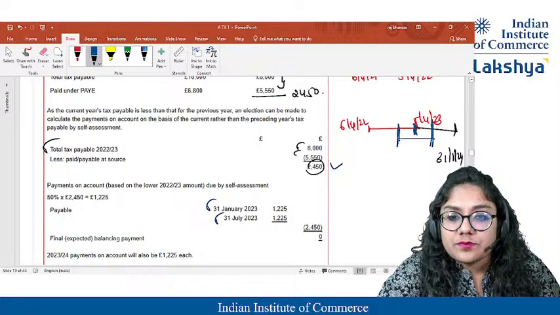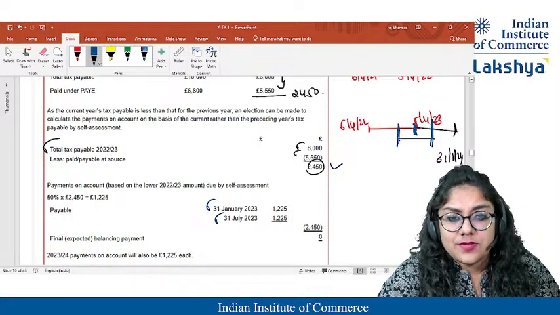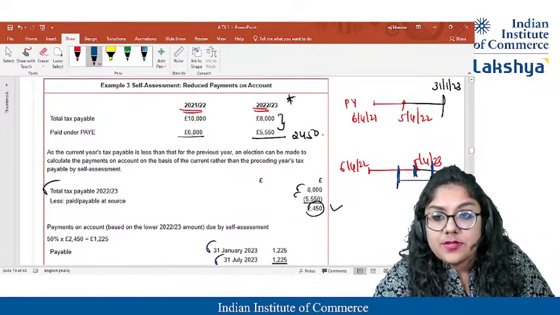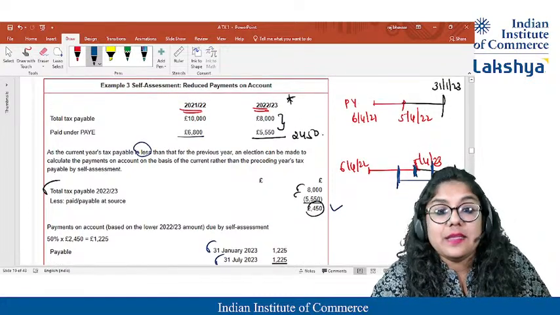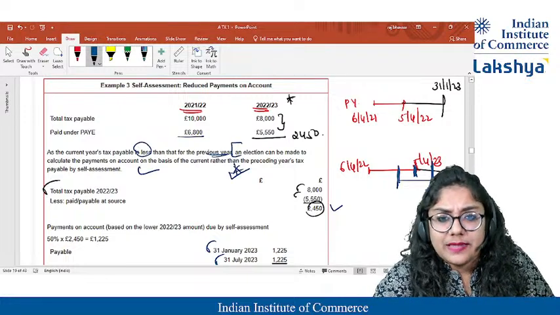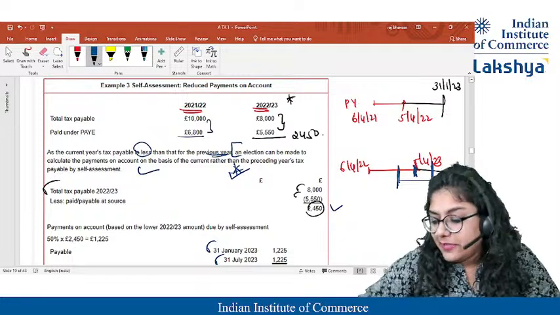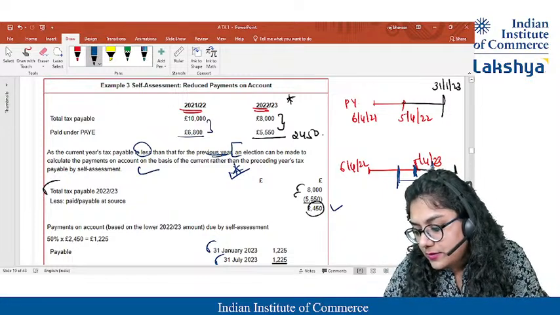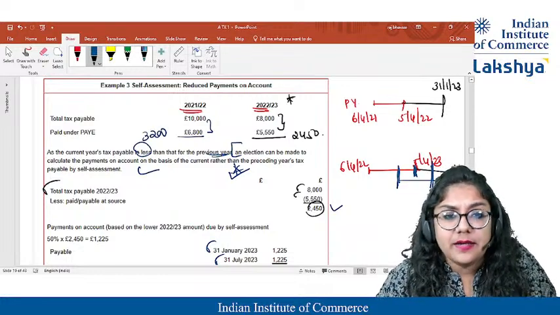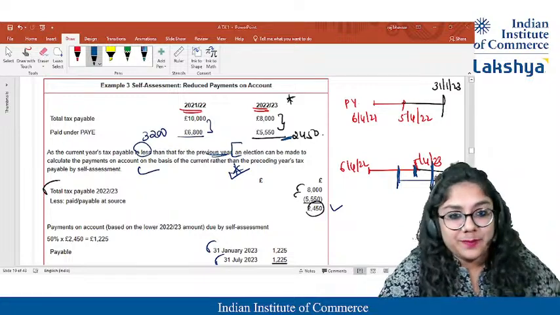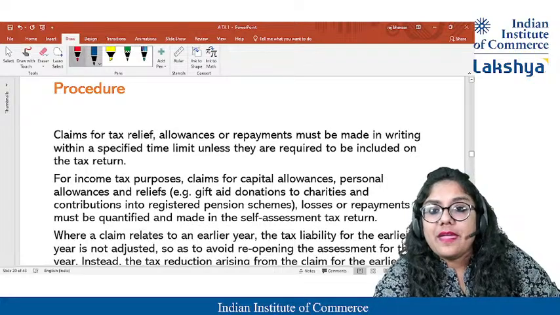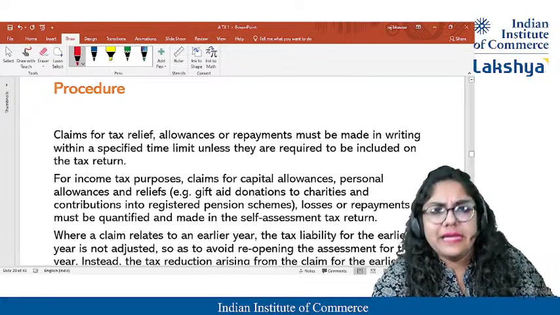Because it's something lesser than the previous years, obviously. Because if you see this over here, what was the previous situation? As the current tax payable is less than the previous year, an election can be made to calculate whether you want to show it correctly or not. So if you check this, definitely it is lesser, 10,000 and 6,800. Is it coming to something like 3,200? Yeah, and the current year it's less. So we can pay the exact amount. Easy? That's all.